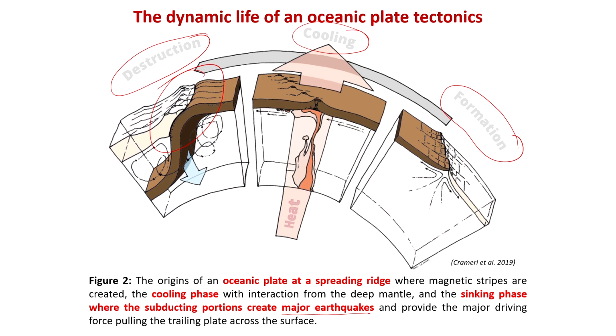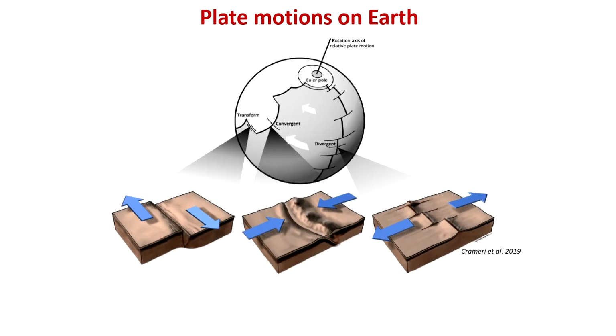Which we also term as the roll-back of the plate. Okay. So, let us see further about the plate motion, what it can result into. So, you have the transform plate boundaries, you have convergent plate boundaries, you have divergent plate boundaries. So, these are the three types of plate boundaries you have.